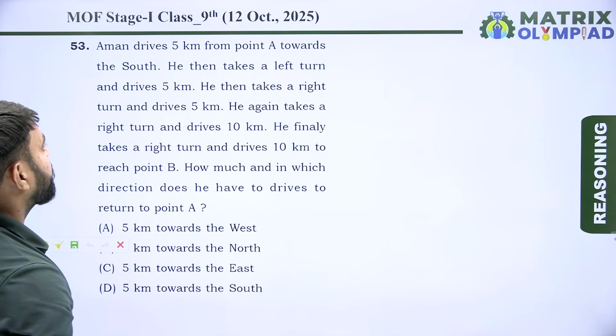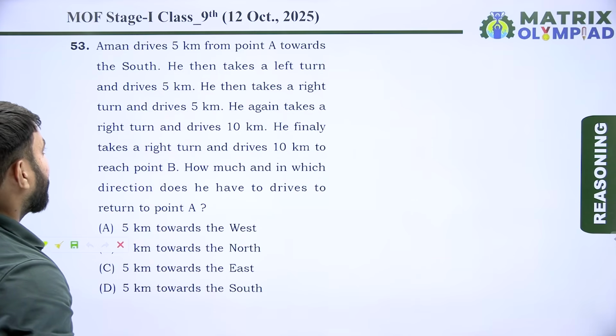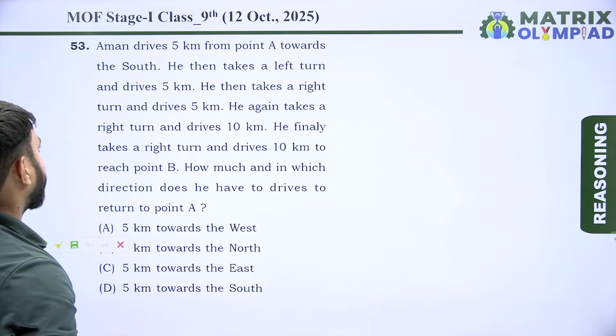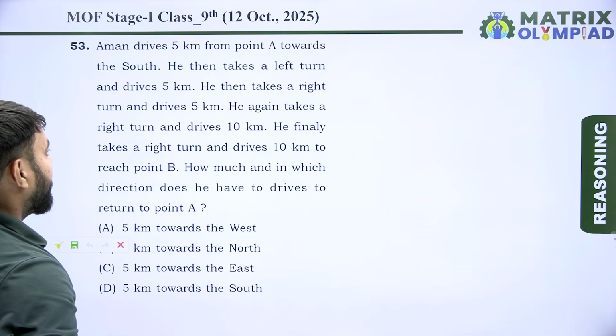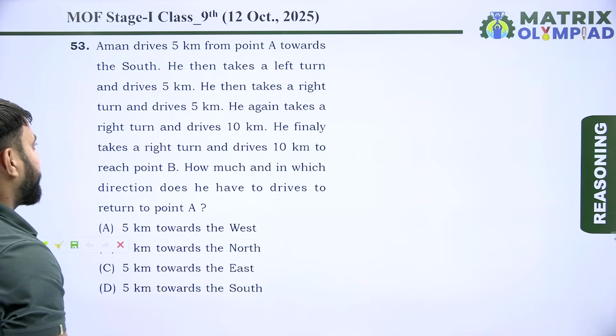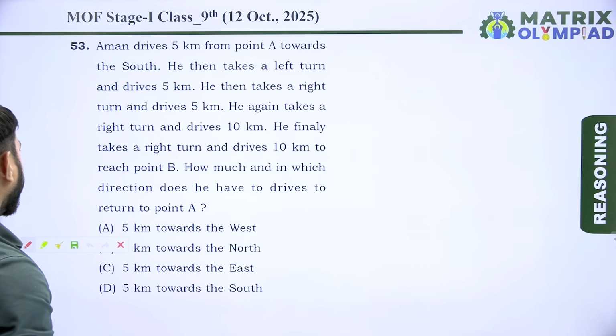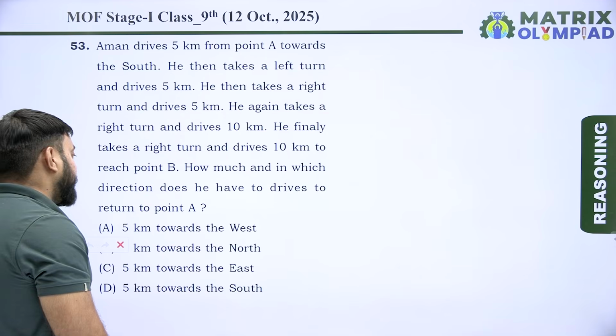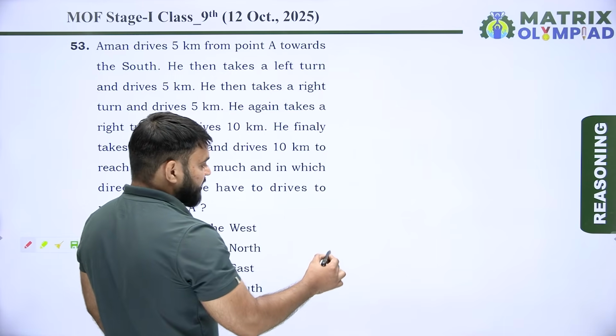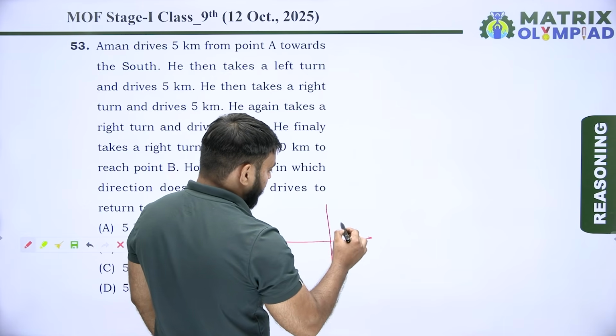Aman drives 5 km from point A towards the south. He then takes a left turn and drives 5 km. He then takes a right turn and drives 5 km. He again takes a right turn and drives 10 km. He finally takes a right turn and drives 10 km to reach point B. How much and in which direction does he have to drive to return to point A? Before starting this question, we should know that there are 4 main directions.